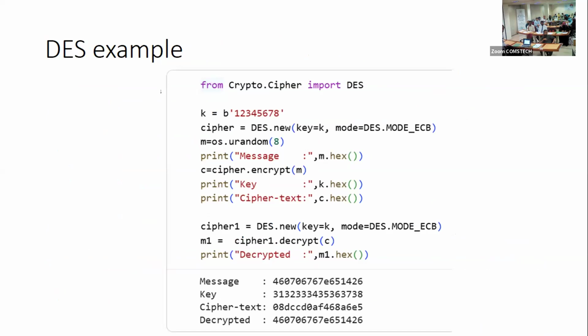Again, let me show you. Here again, I have already installed the PyCryptodome library. Previously I was using hash, but now I'm using Crypto.Cipher, and I'm importing the DES function from there. Then this is my key, 1 2 3 4 5 6 7 8, and then DES.new with the key and mode. What the mode is, I'm going to talk about in coming slides. Then I give a message. Here I'm using a random number generator to generate a random 8-byte message, and this is the message I'm printing. Then I encrypt this message into a cipher. So you can see this was the message, this was the key, and this was the ciphertext, and this was decrypted again. So I decrypt it here.